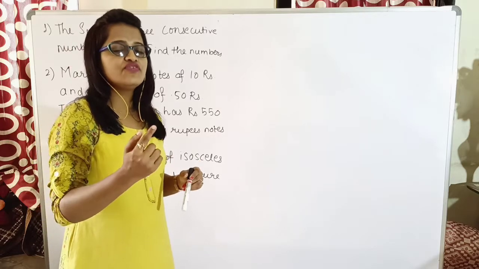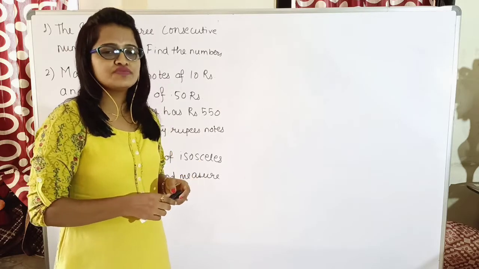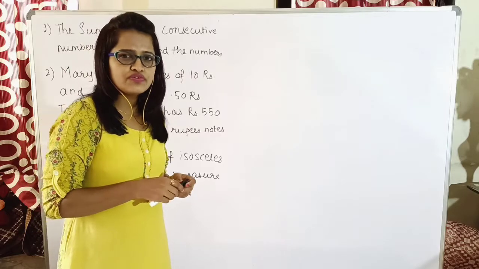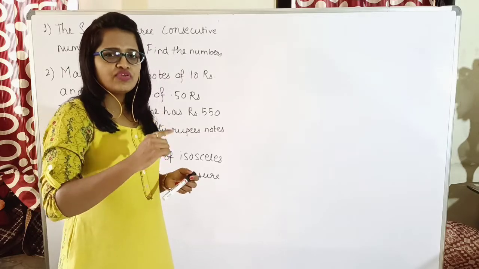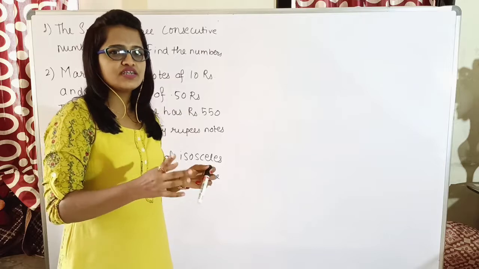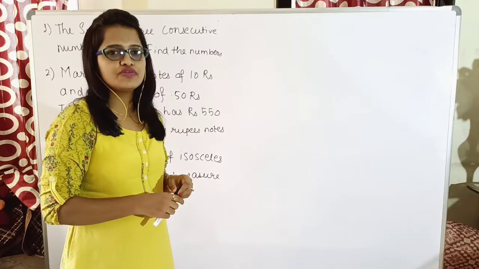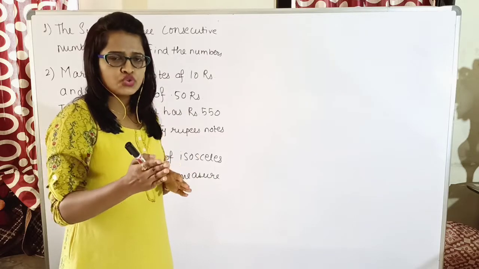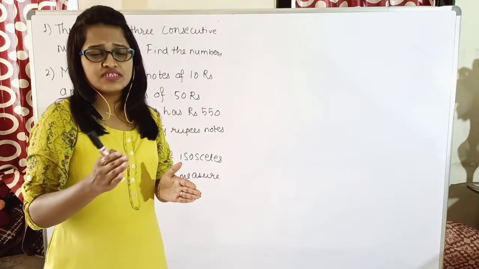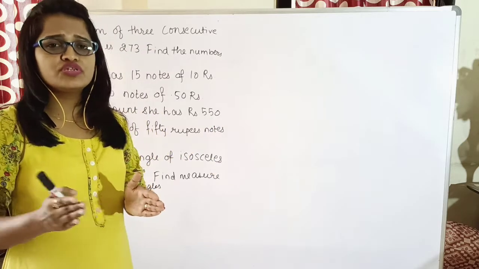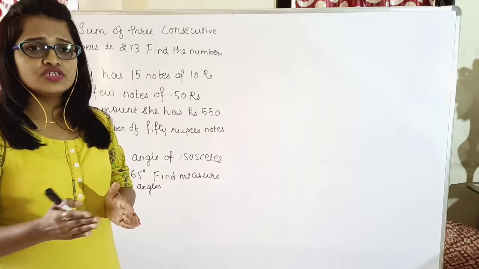What is the difference between the consecutive numbers? Is the difference 1? Every next consecutive number is greater than the previous one by 1. 2 is greater than 1 by 1, 3 is greater than 2 by 1, 4 is greater than 3 by 1, and so on.